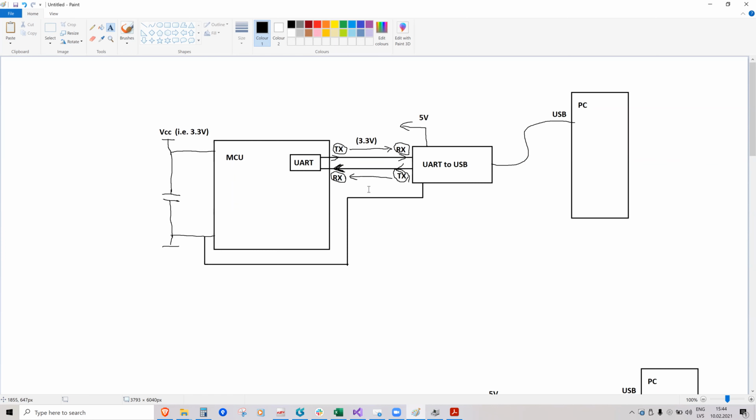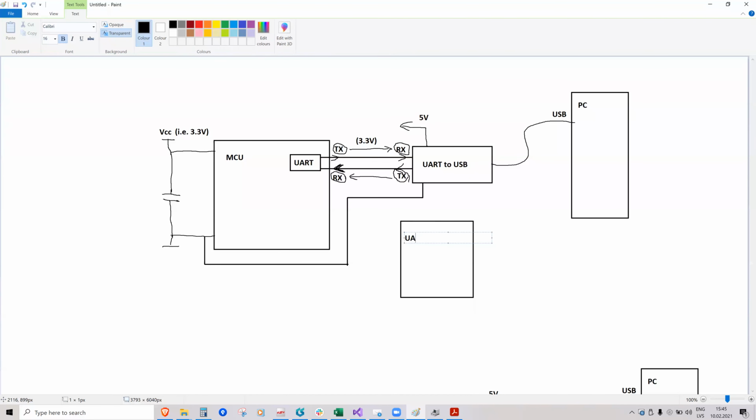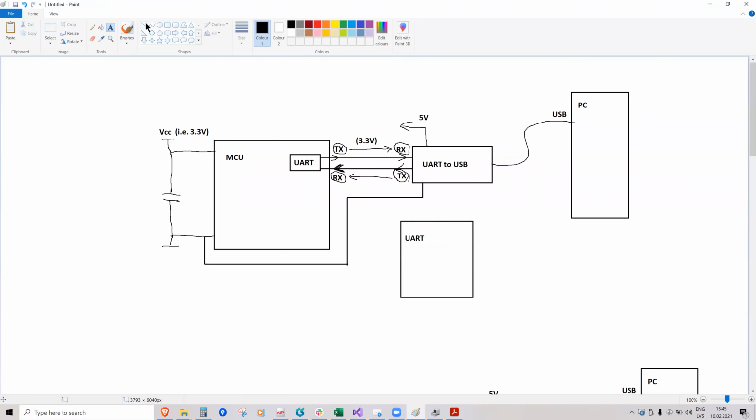But now I'll just mention some special cases of UART. The first thing that we can notice is you cannot connect multiple devices here, because each device has RX and TX, and if you want to connect a third device, you can't. The third device also has just TX and RX lines.